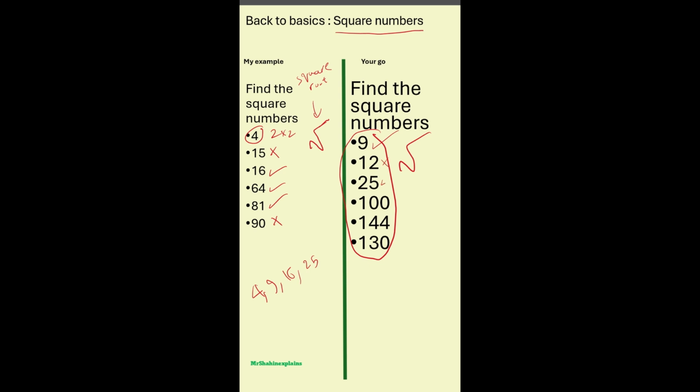25 is a square number, 5 times 5. 100 is a square number because it's 10 times 10. 144 is a square number because it would have given you 12. 130 is not a square number. So that's how you find out about square numbers.